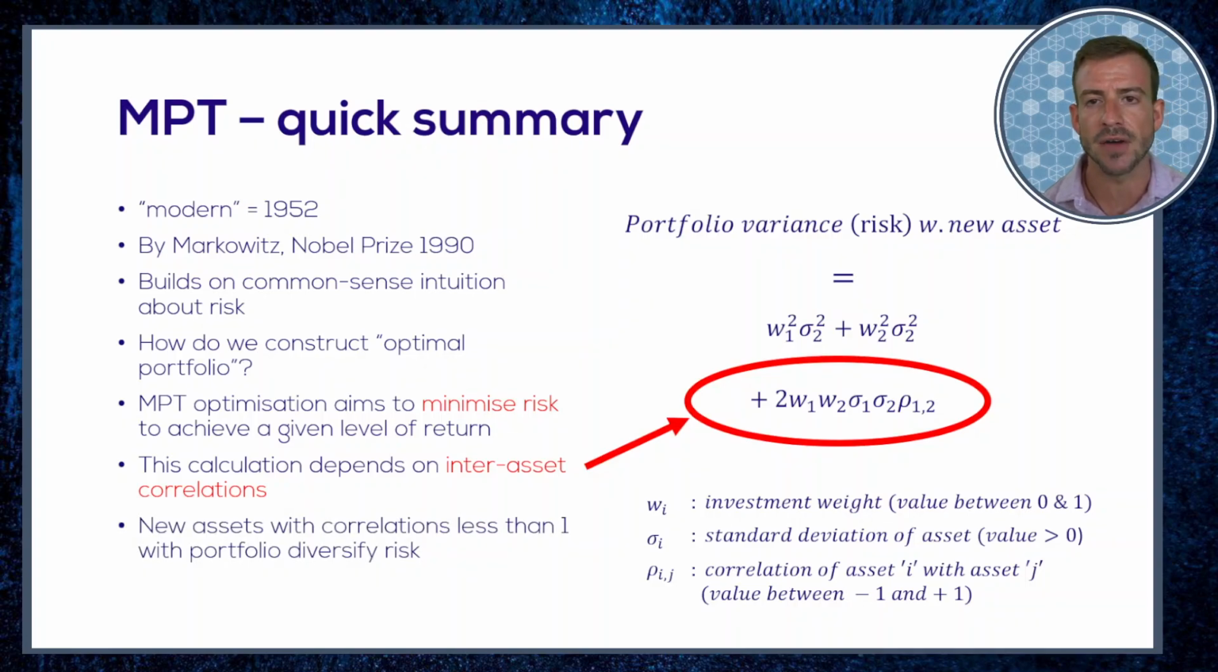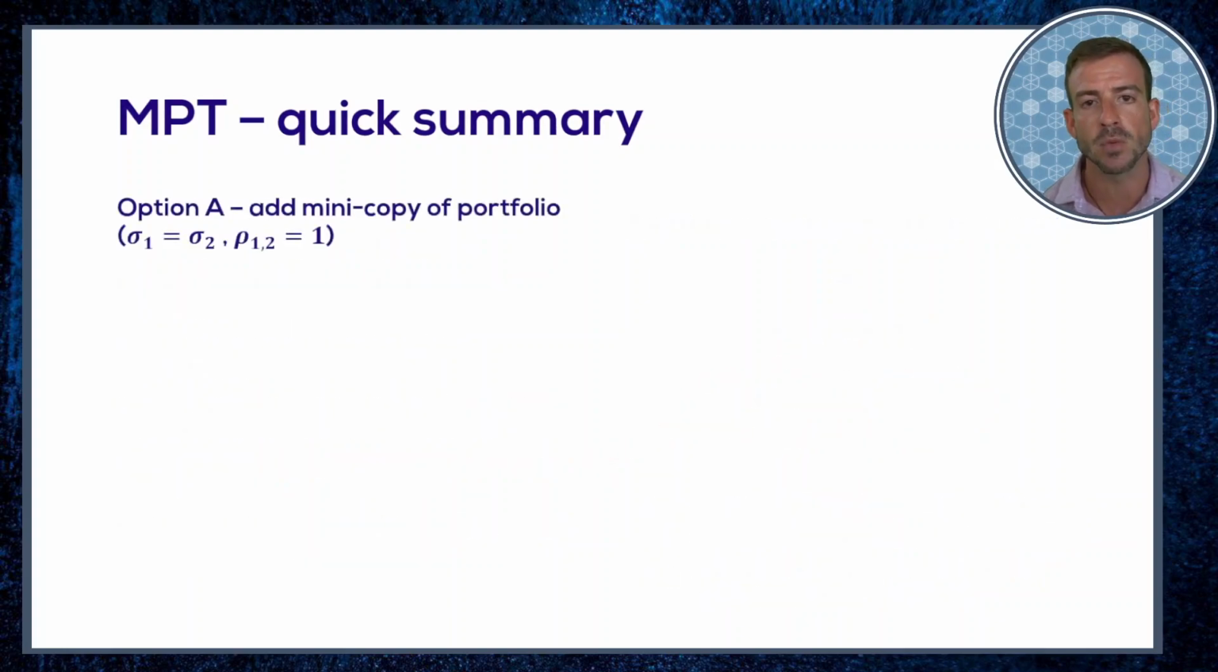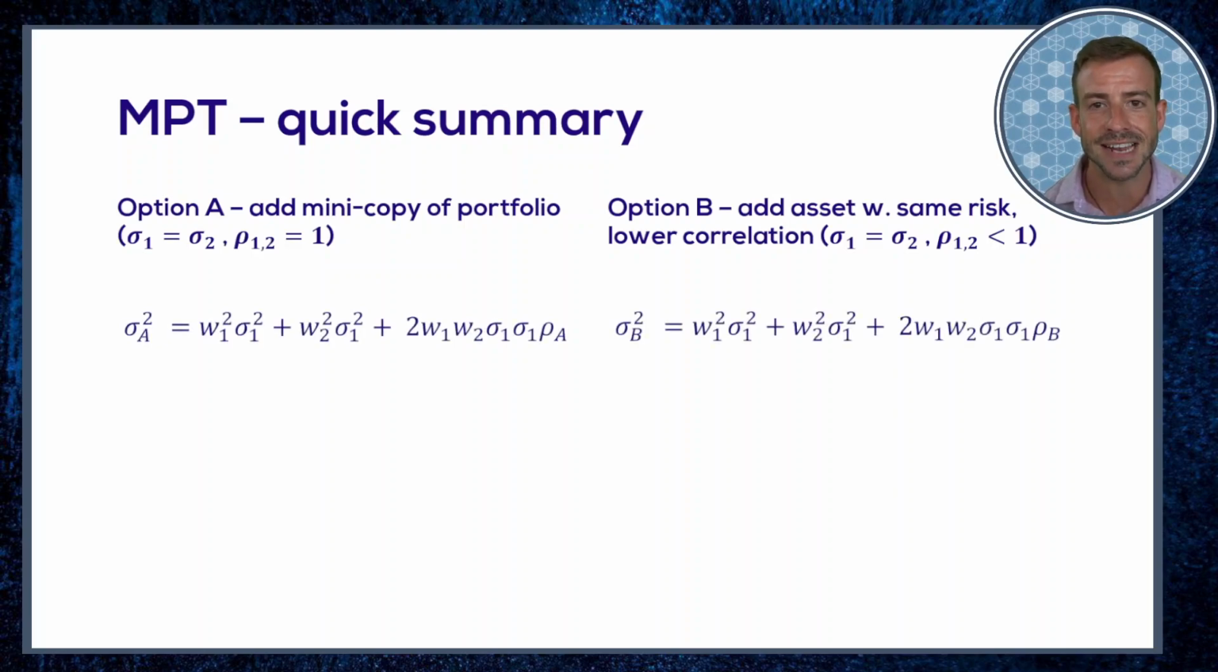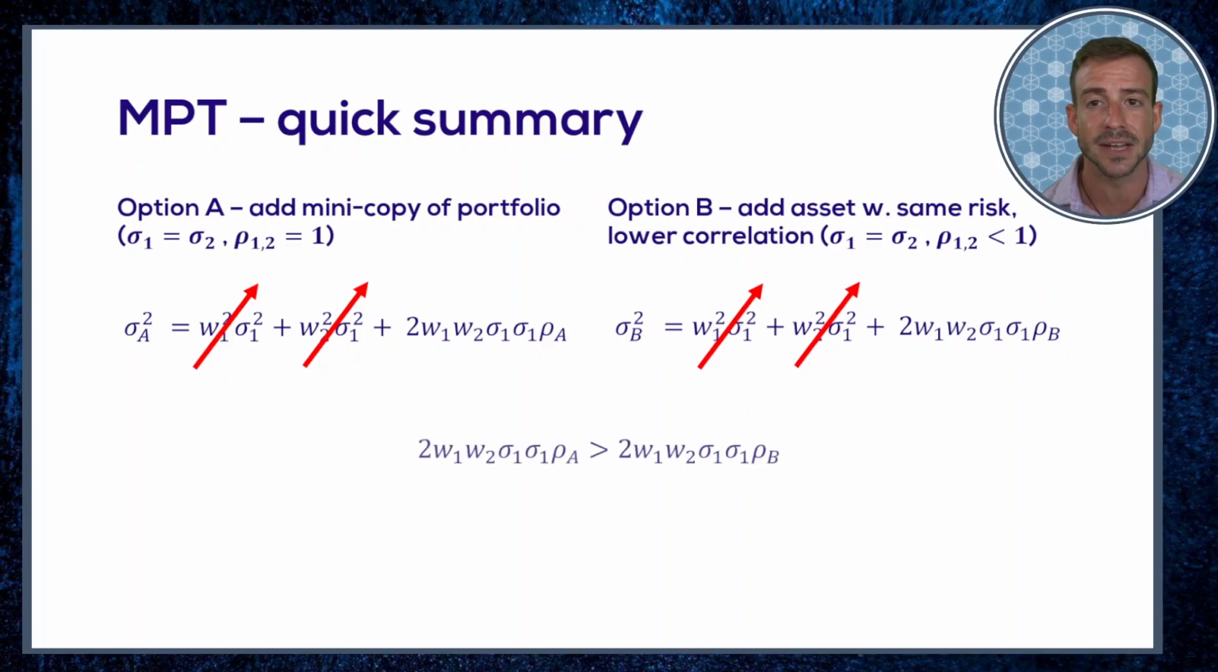Let's go through a quick demonstration of how that works. Imagine we're comparing two possible additions to our portfolio. In the first case, we're adding a mini copy of the existing portfolio, and because it's a mini copy, its payoffs move in exactly the same way as the original portfolio, so it has a perfect correlation of 1, okay? In the second case, all the attributes are exactly the same, except for the fact that the new asset has a correlation that's lower than 1, okay? Comparing these two expressions with each other, we know they are exactly the same, except for the last item, which contains the correlation term. Let's compare this last term, which differs between option A and option B.